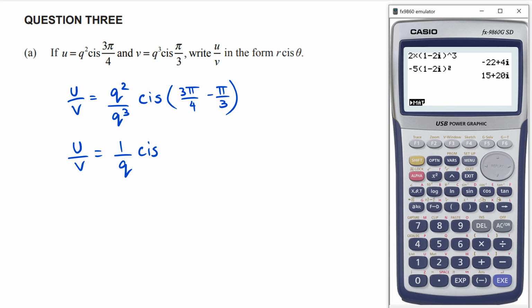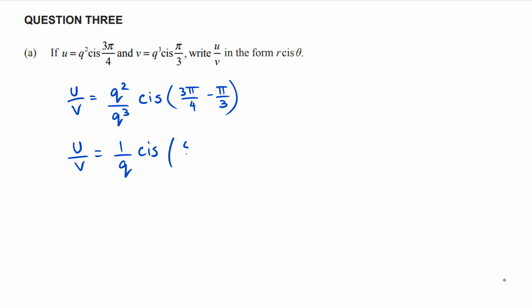Get your calculator. 3/4 minus 1/3, 5 over 12. So put that as 5 over 12 pi. That's basically it for this question to get an achieved.